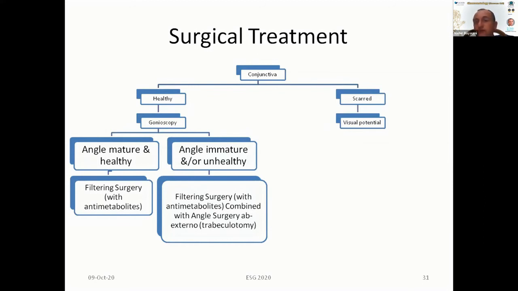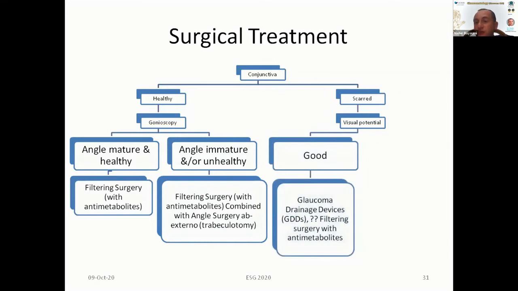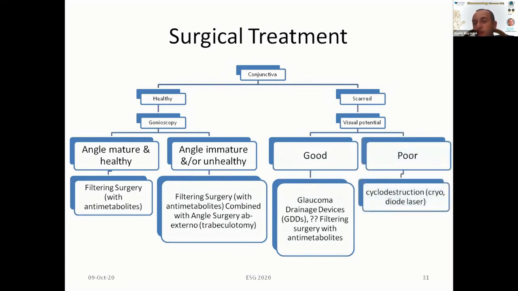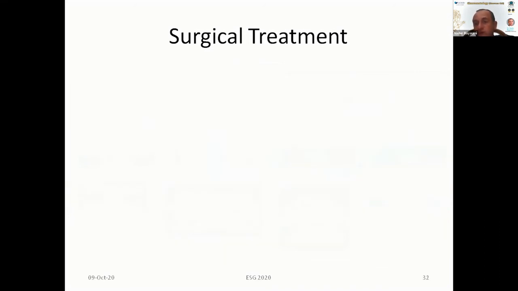If the conjunctiva is significantly scarred, then we look at the visual potential. If the visual potential is still good, it is worth considering glaucoma drainage devices. Although it is controversial, some authorities still recommend filtering surgery in combination with antimetabolites and angle surgery. If the conjunctiva is scarred, the visual potential is really poor, then I guess there's no room except for a cyclodestructive procedure.